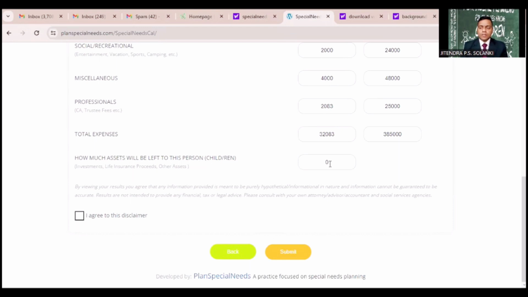Now here, what is the amount of money you have already accumulated for the child? That you can put here, which can be life insurance. So you have bought a 1 crore life insurance, and 1 crore comes in, you have put in an investment of 50 lakhs. So the 50 lakh would come in, insurance plus investment 1 crore 50 lakhs. So you can put 1 crore 50 lakh. Say I put 30 lakhs. That means I already have 30 lakh with me.